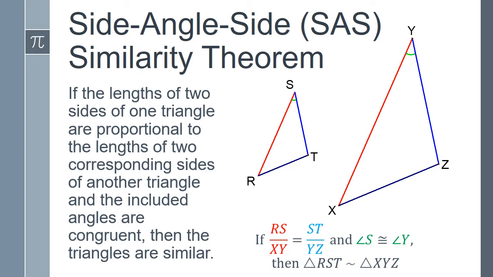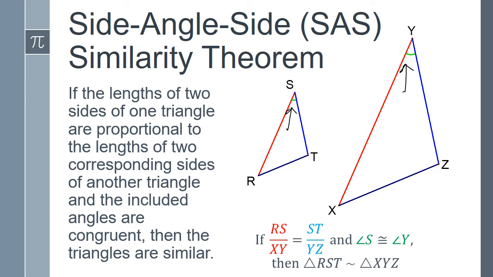Okay. So, the side-angle-side similarity theorem states that if the lengths of two sides of one triangle are proportionate to the lengths of two corresponding sides of another triangle, and the included angles are congruent. Remember, this is the included angle, this is the included angle here. They're in between the two sides that are in proportion that we know the measurements. Then the triangles are similar. So if segment RS over segment XY is equal to segment ST over segment YZ, and angle S is congruent to angle Y, then triangle RST is similar to triangle XYZ.